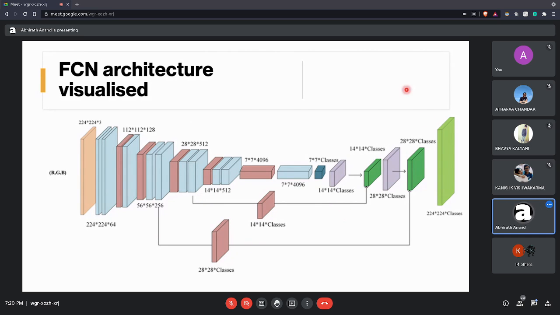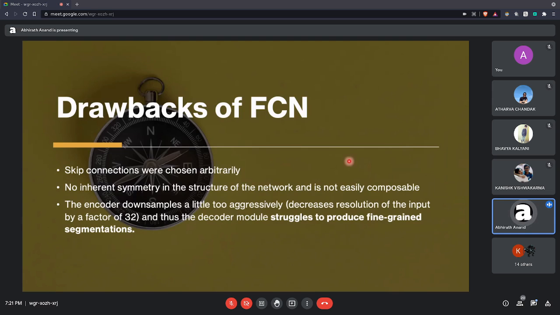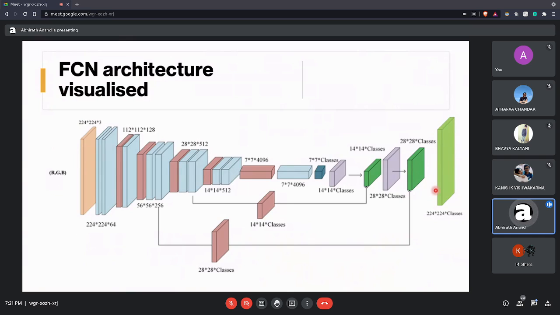But as you can see from the visualization of this architecture itself, it's not very symmetric. There's a lot of numbers that seem to be chosen by hand, and the original paper includes further places where they've said we've introduced one cross one convolutions to reduce dimensionality, and it's not very symmetric or very nice. So the drawbacks of FCN are that the skip connections are chosen arbitrarily, in just two places. There's no inherent symmetry in the structure of the network. It's not easily composable. You can't play around with this architecture much because most of it has been chosen by hand, like the numbers and so on and so forth.